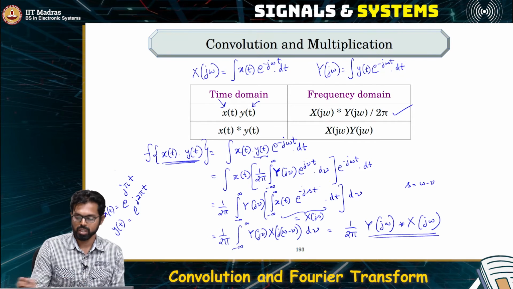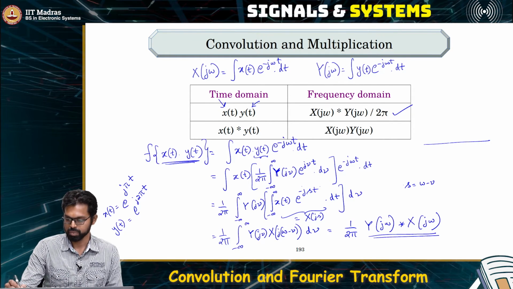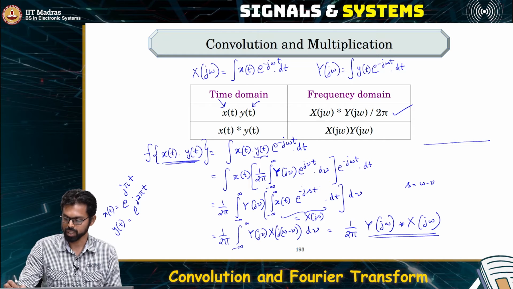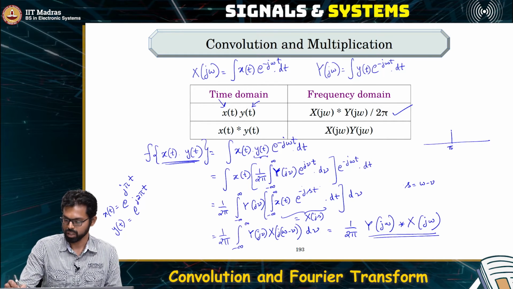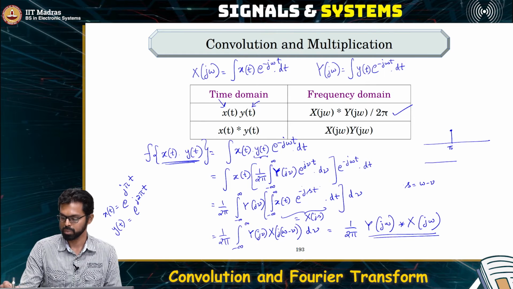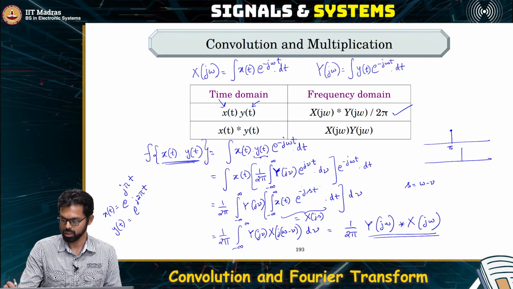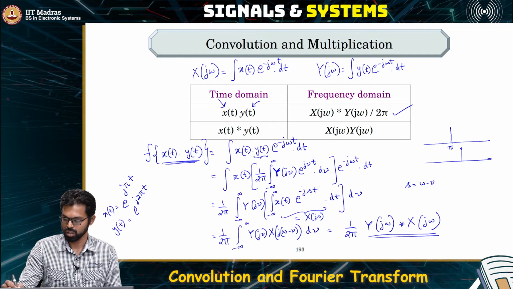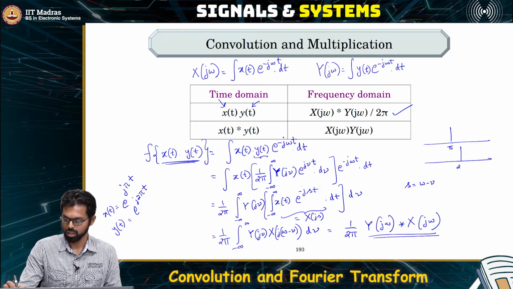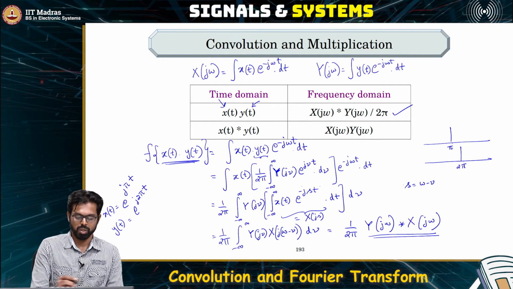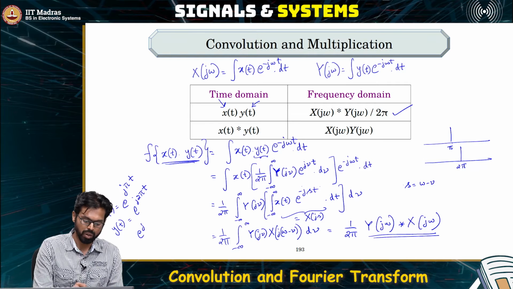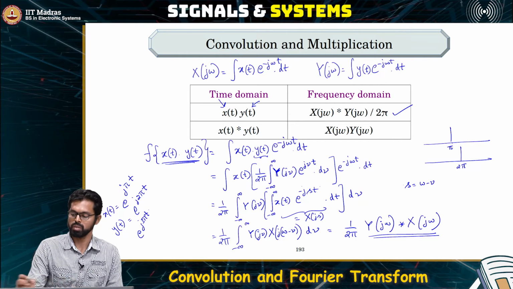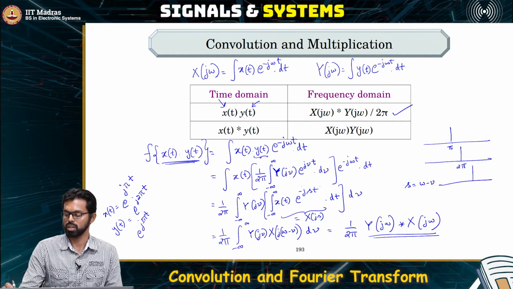So if we see the spectrum of x of t, it has a line at pi, and the spectrum of y of t has a line at 2 pi. But when you multiply these two, you get e power j 3 pi t, which is at a different location.